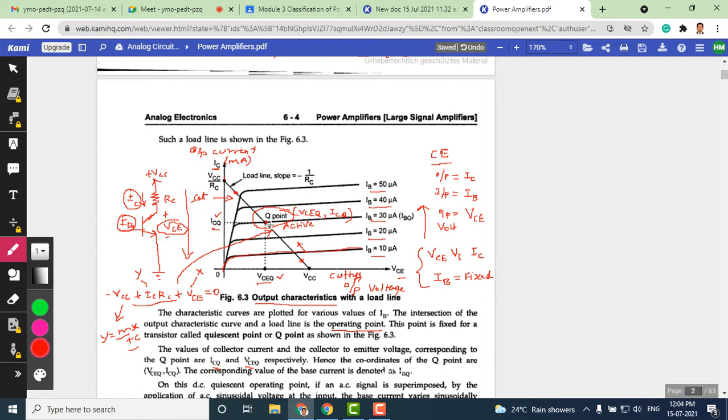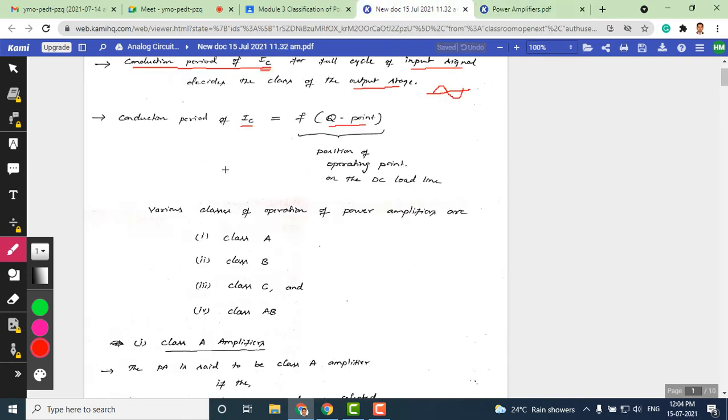Now here we are saying that the Q point can be anywhere on the load line. Based on this Q point, the collector current signal flows, conducts. That's what we are trying to say here. So the conduction period of the collector current depends on the Q point. The position of the operating point on the DC load line decides the conduction period for the collector current. I hope these two points are clarified to you.